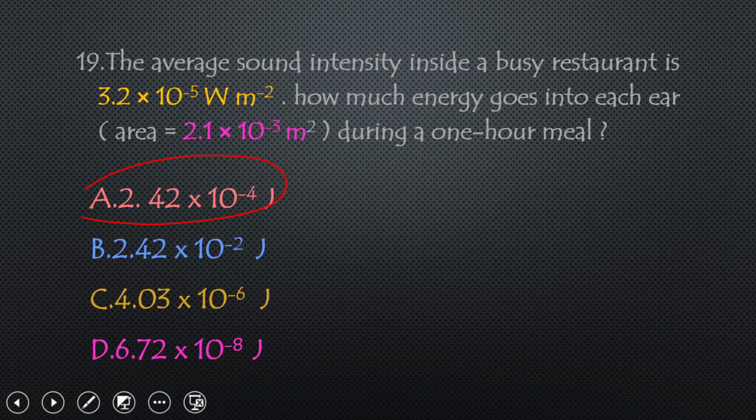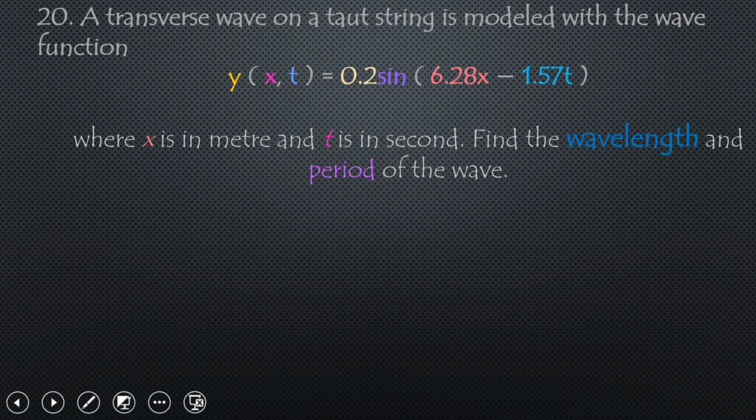Now we look at the next question, number 20. A triangle wave on a stout string is modeled with the wave function y(x,t) equal to 0.2 sine (6.28x minus 1.57t), where x is in meters and t in seconds. Find the wavelength and period of the wave. So we write down the general equation for the wave: y(x,t) is equal to A sine (omega t plus or minus kx). The question asks you to find the wavelength and period.